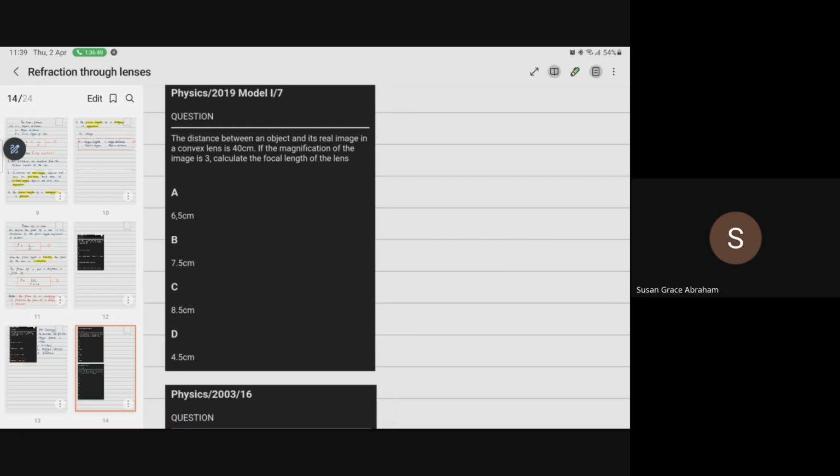The distance between an object and its real image is 40 cm. Which is the object distance, isn't it? Then we're calculating the focal length.